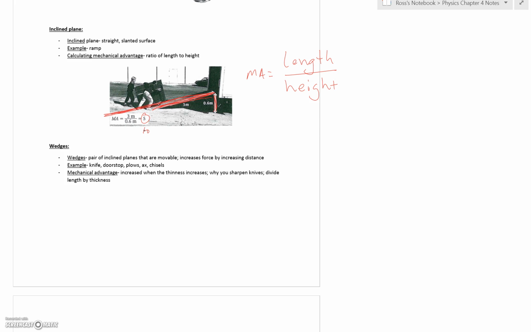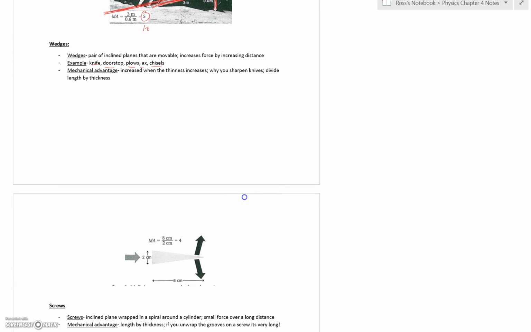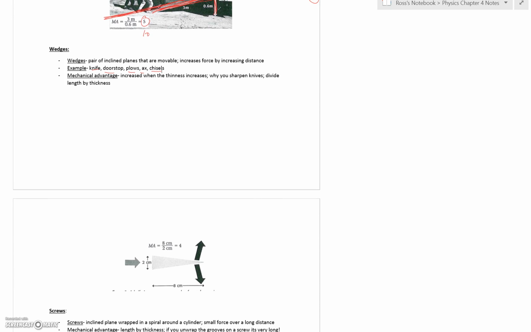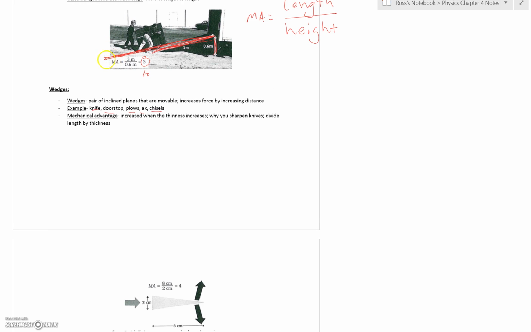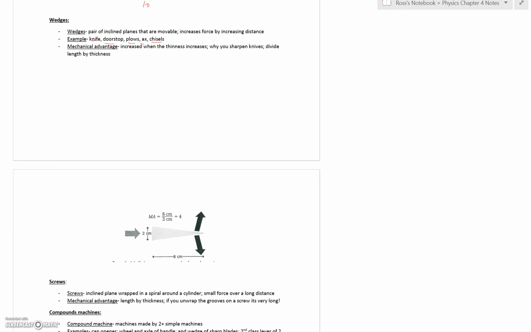Okay, so a wedge works the same way. A wedge is like a knife, doorstop, plow, axe, or a chisel. So I'm going to pop down to this picture here. Oh, I forgot about screws. We got one more. So this wedge should look very similar to a ramp, right? Just connect it with another side, and now your ramp turns into a wedge.